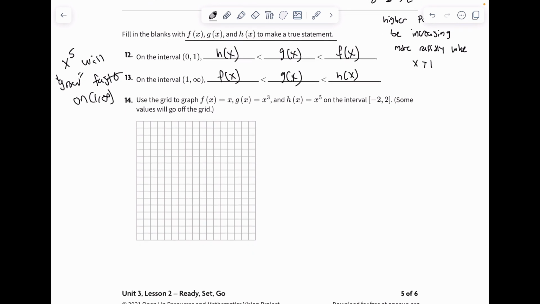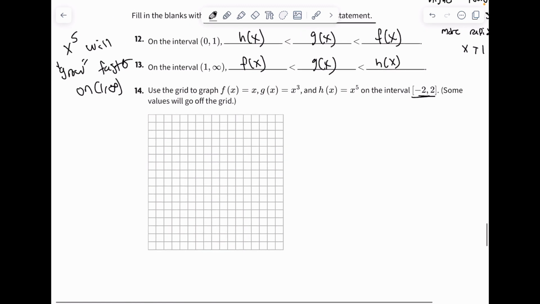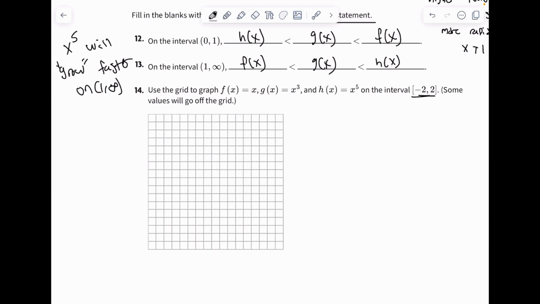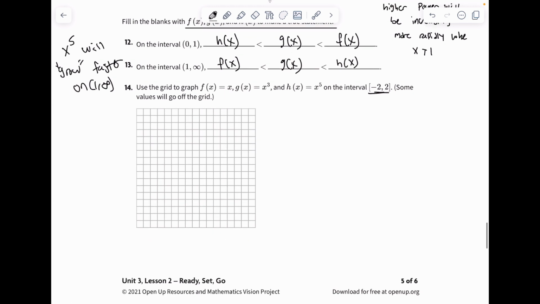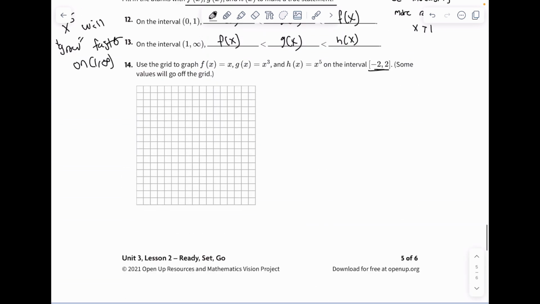Now, use the grid to graph f of x equals x, g of x equals x cubed, and h of x equals x to the fifth on the interval between -2 and 2. Oh my goodness. Okay, so let's think about what that would look like.